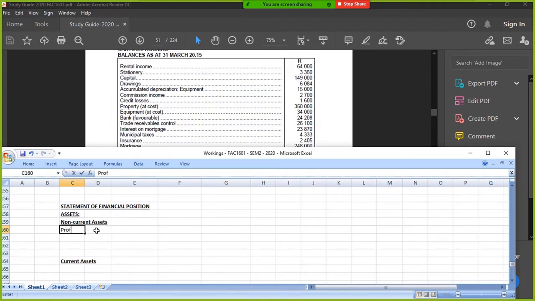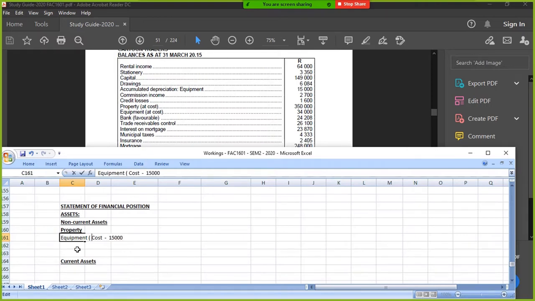Property, equipment. The one that I'm looking at here is equipment. I need the cost because I'm looking at the accumulated depreciation. So obviously cost is going to come there, and then you're going to subtract accumulated depreciation. Do I know what the accumulated depreciation is? Yes, I just read it in the question, 15,000. You can see it there.